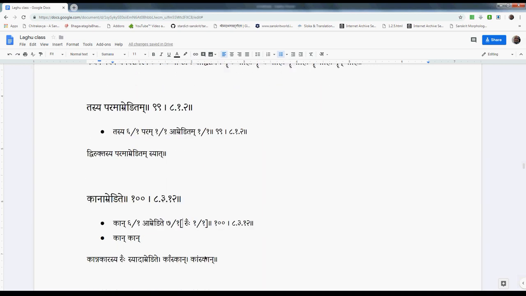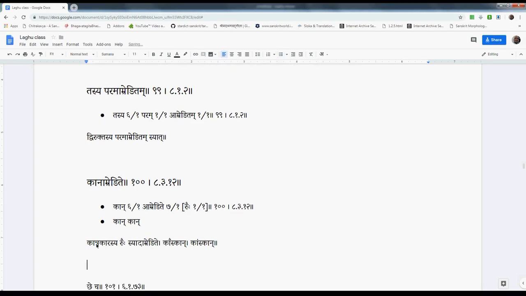So what does the vyakhyanakara say? Laghu vritti says kan nakarasya. He makes it nakara of kan. So kan nakarasya ruhu syad amredite pare. Amredite is parasaptami. So what will happen? I said it is dvitiya bahuvachana. Kan. Kim shabda, how will you decline kim shabda in pullinga? So you will get kan.